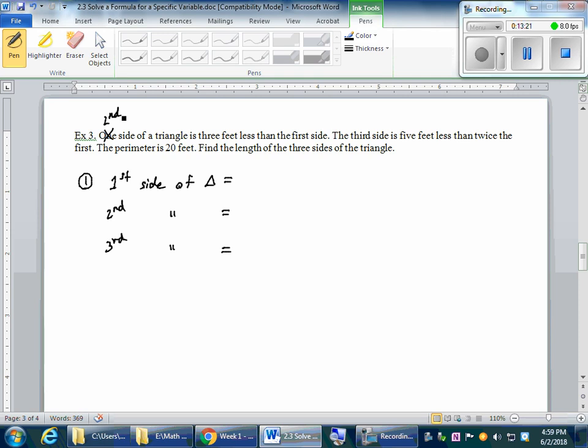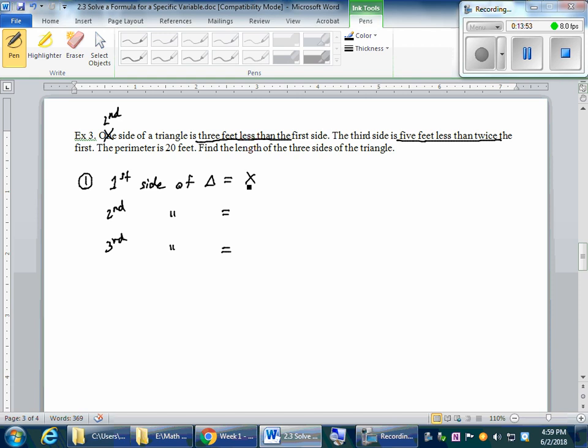It said that the second side of the triangle is 3 feet less than the first. And also, the third side is 5 feet less than twice the first. So both the second side and the third side depend on the first side. So I can say that my first side will be x. That's how you can find the relation between more than 2 unknowns: which one is dependent on which one.